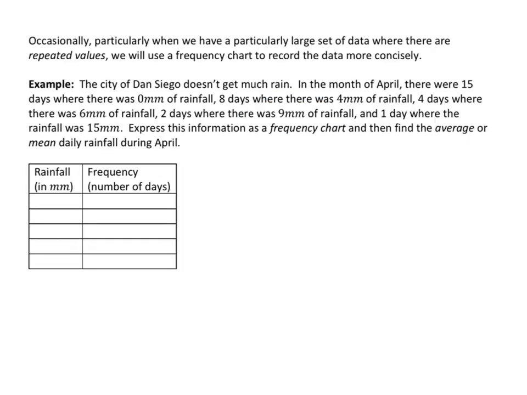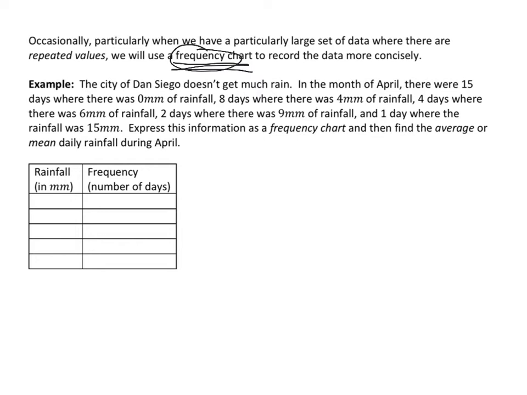Now, I do want to point out that there's another way, or maybe a modified way, to compute the mean, especially when we have a large set of data where there are repeated values. Sometimes we use what's called a frequency chart. Frequency just means how often something happens, or how many times something has happened. Let's look at this example. Suppose that there's a fictional city, Dan Ciego, that doesn't get much rain. Suppose that in the month of April, there were 15 days where there were 0 millimeters of rainfall.